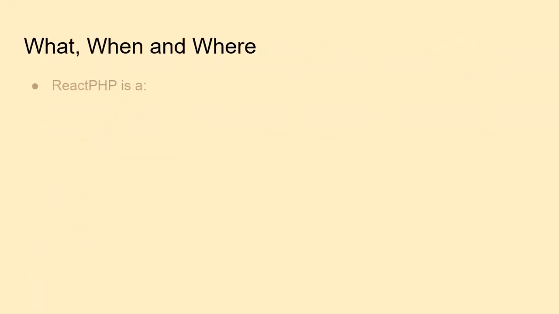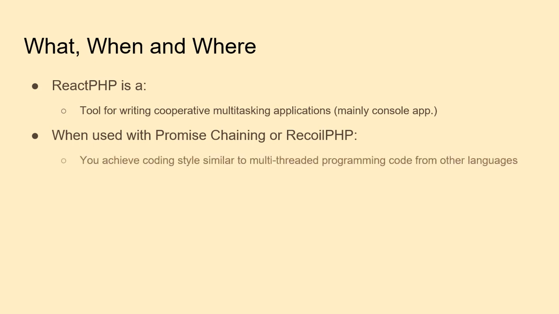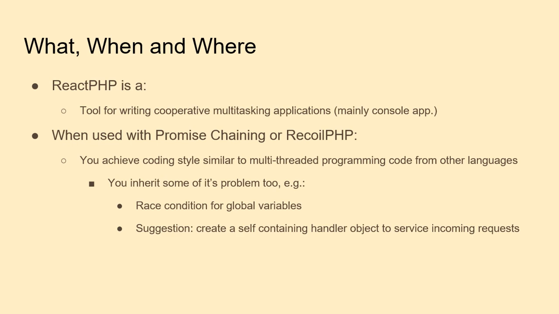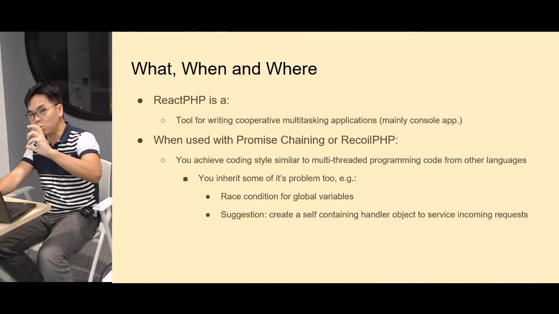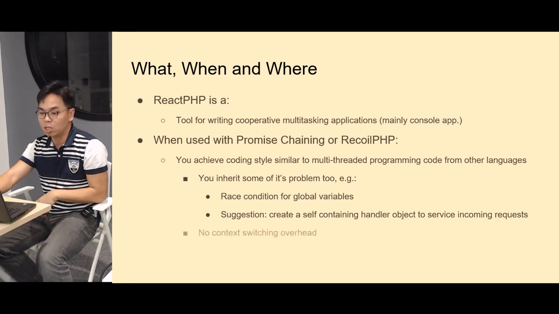So what are the afterthoughts? Okay, so ReactPHP is a tool for writing cooperative multitasking applications. And I use it mainly for console apps and promise chaining. When used with promise chaining and Recoil PHP, you achieve coding styles similar to multi-threaded programming code from other languages like C, Python, all that have multi-threading. But you also inherit some of the same problems, like you have a race condition for global variables, right? And the suggestion is that you always create a self-containing handler object to service incoming requests so that you never use global variables. Everything is contained within a class and object. So you will never have race conditions with that.